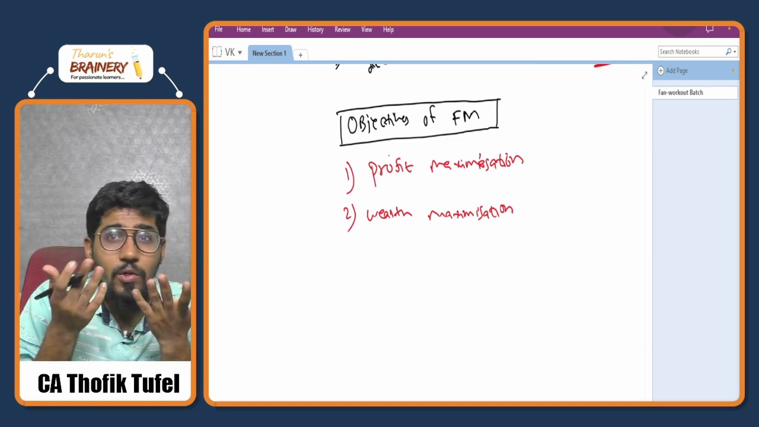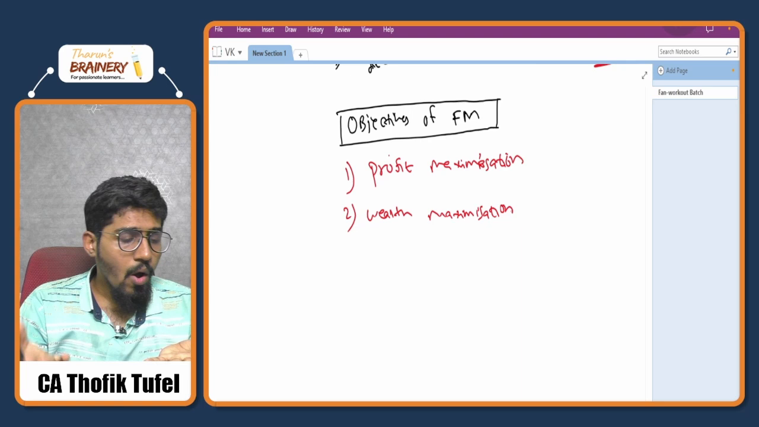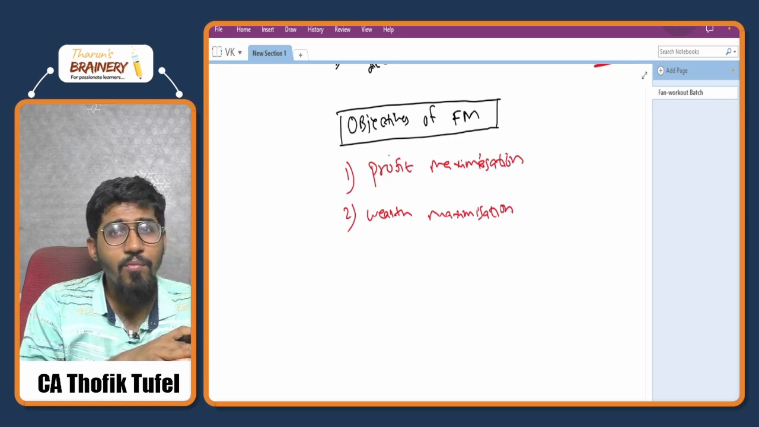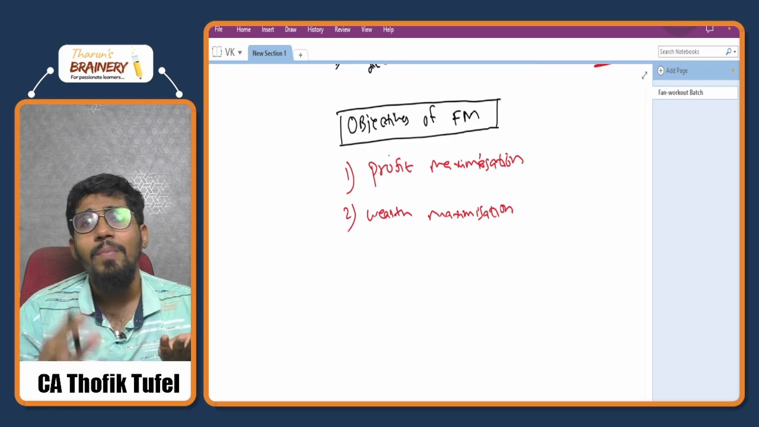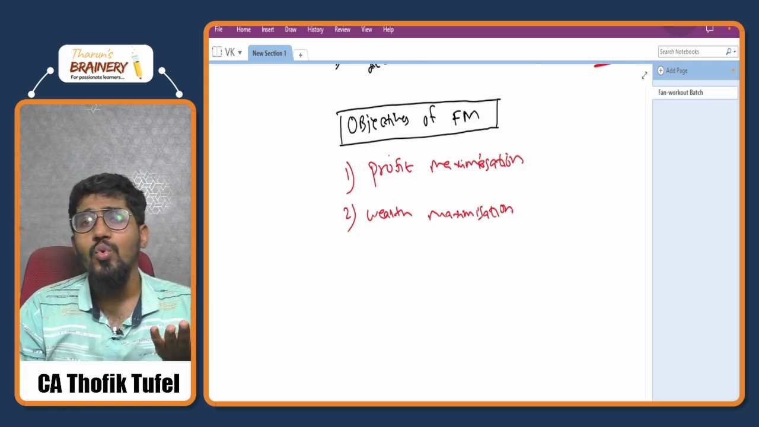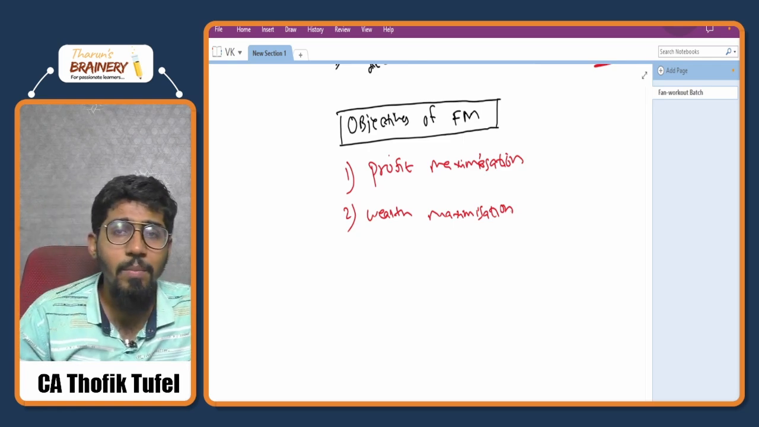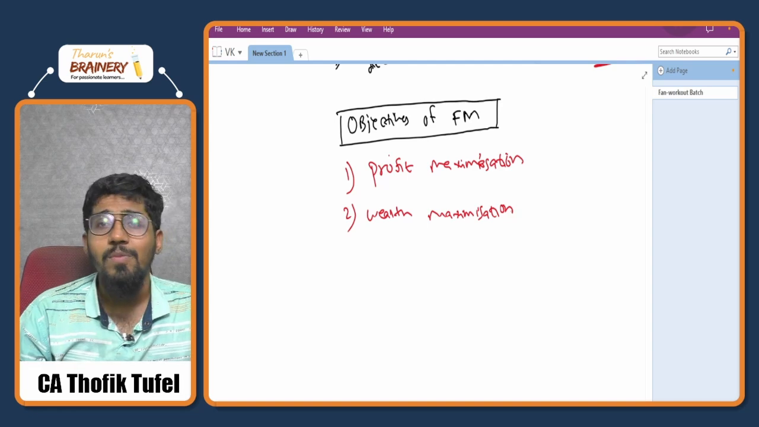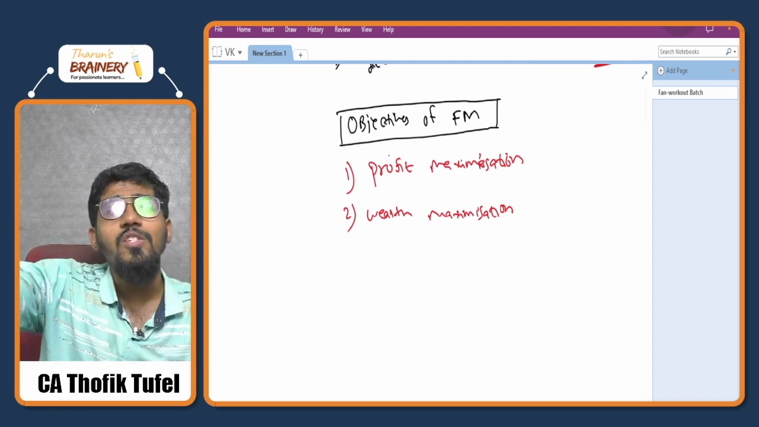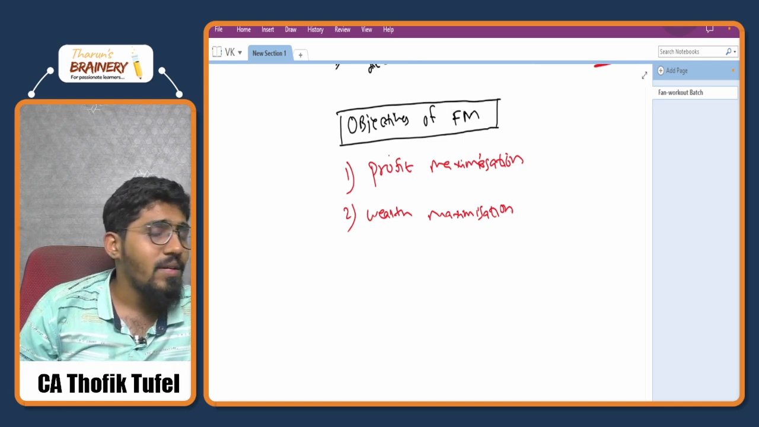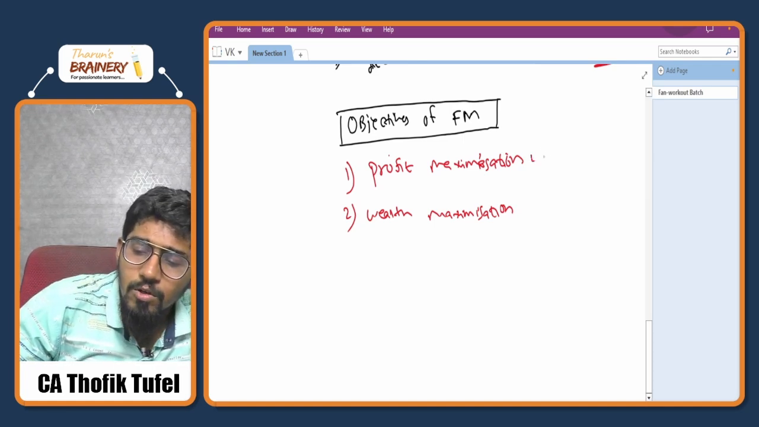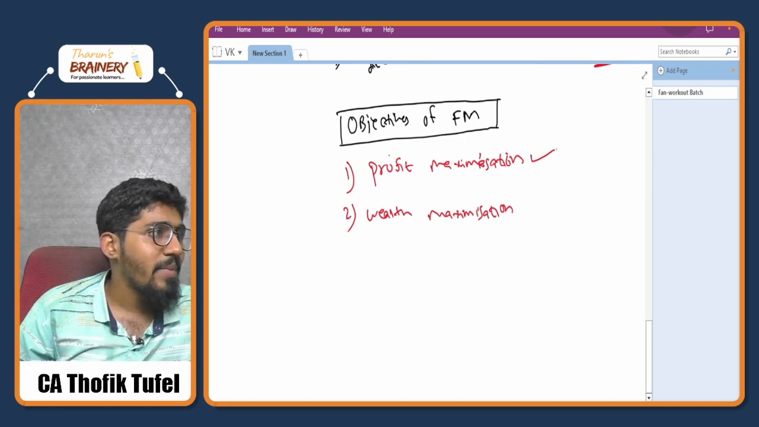Now suppose you're having two business proposals in front of you. One business proposal will give you a profit of 1 lakh rupees. The second business proposal will give you a profit of 2 lakh rupees. Which business proposal are you going to choose? You're going to choose business proposal number B. Why? Because here the profit is maximum. So your objective is to maximize the profit. On the basis of the objective, you're taking the decision. This is the objective, which is profit maximization.